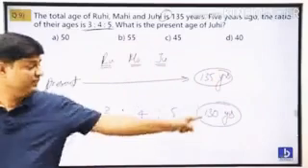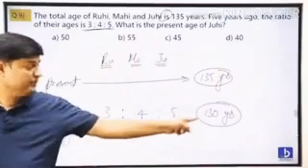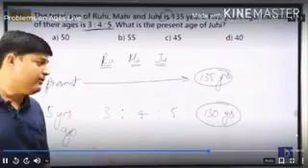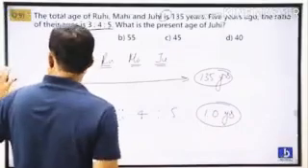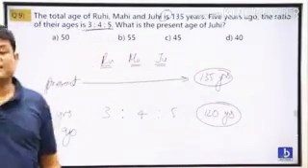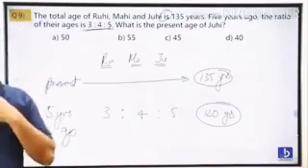Is 130 correct or wrong, students? In the place of 130, what should I write down? You tell. Yes, 5 years ago is not 130. 5 years ago, the sum is 120. What is the sum? 120. Are you understanding, everybody? That's good.